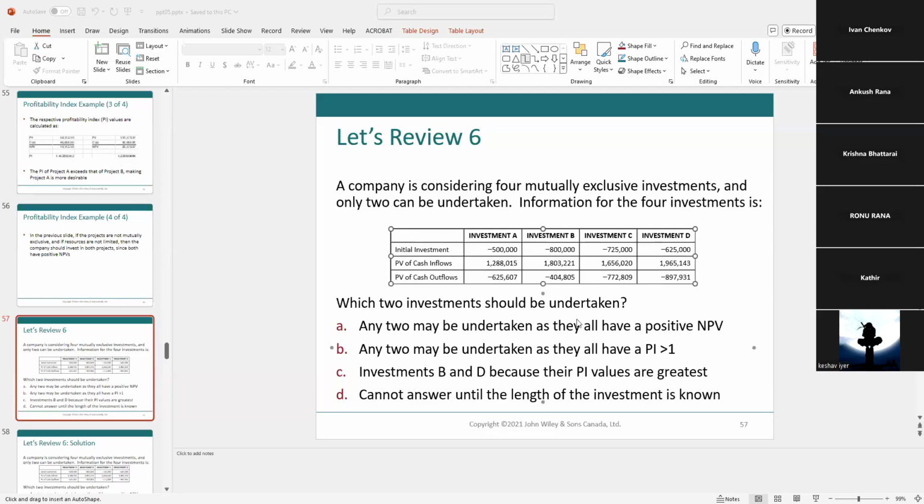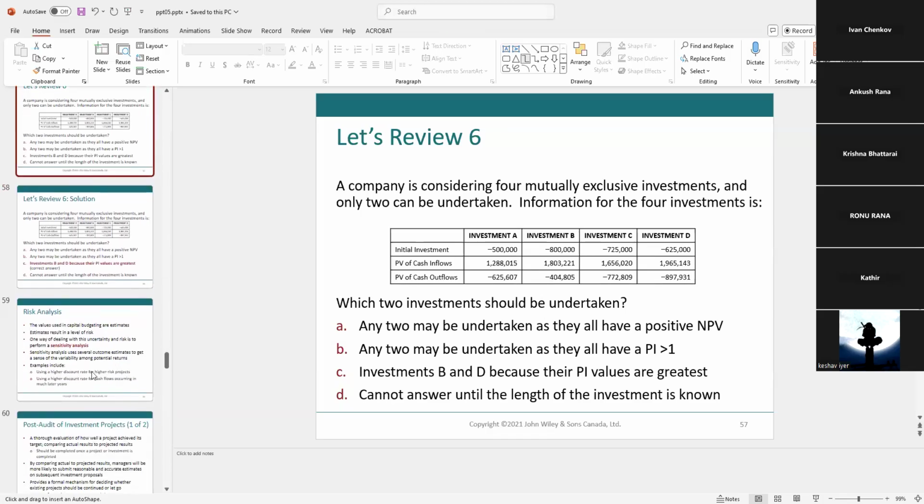Which of the two investments should be undertaken? C is the answer. B and D, right? Because those two have the greatest PI. Yes, C is the answer.